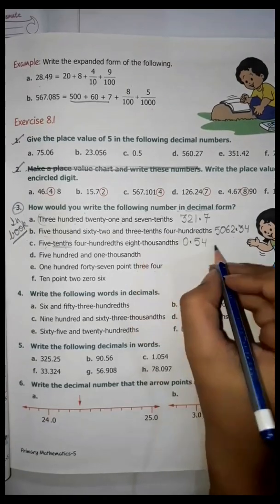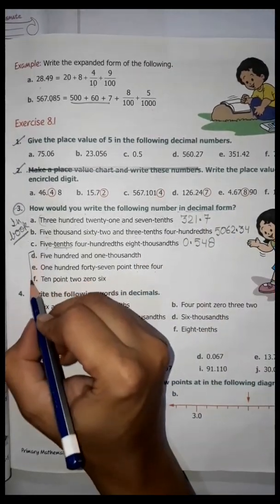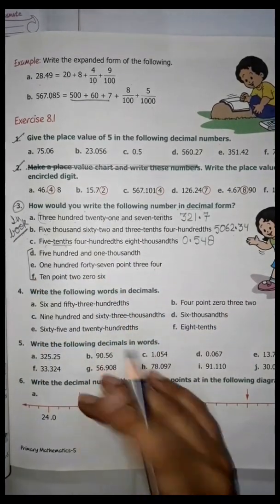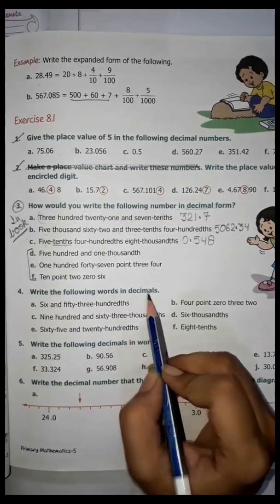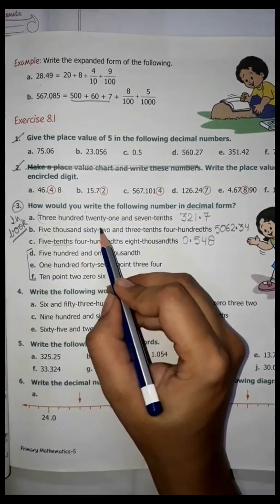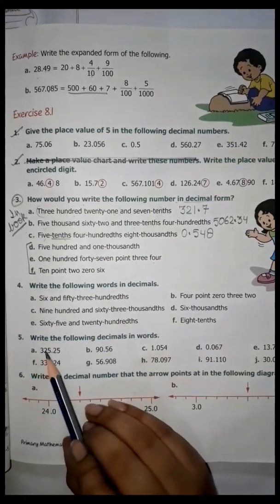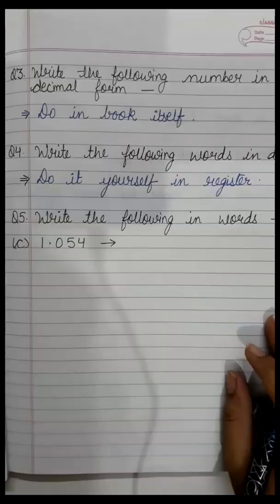400 and 8 thousandths. I hope it is clear children. Now remaining 3 parts you will be doing yourself in books only. Now see question number 4. Write the following words in decimal. Same question as you have done third. This you will do it yourself. Now see question number 5. Write the following decimals in words.